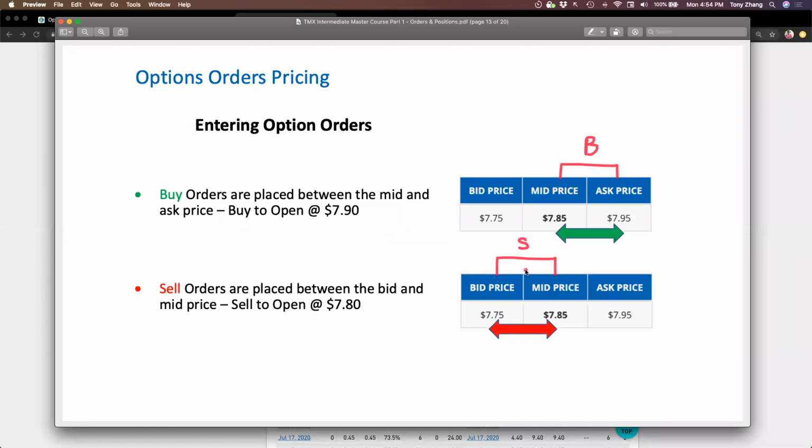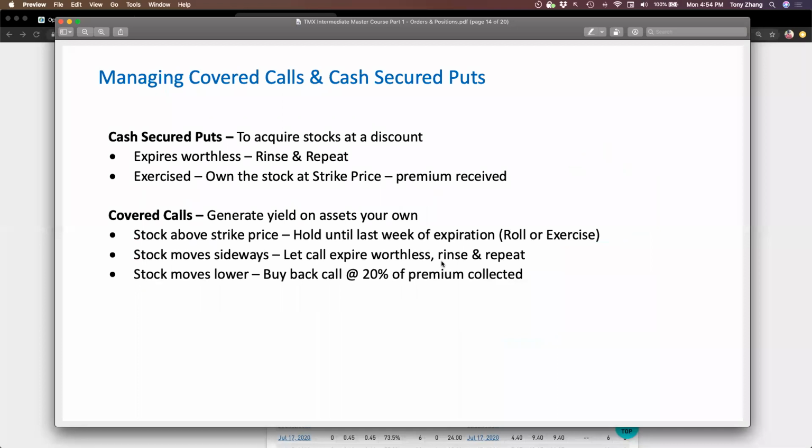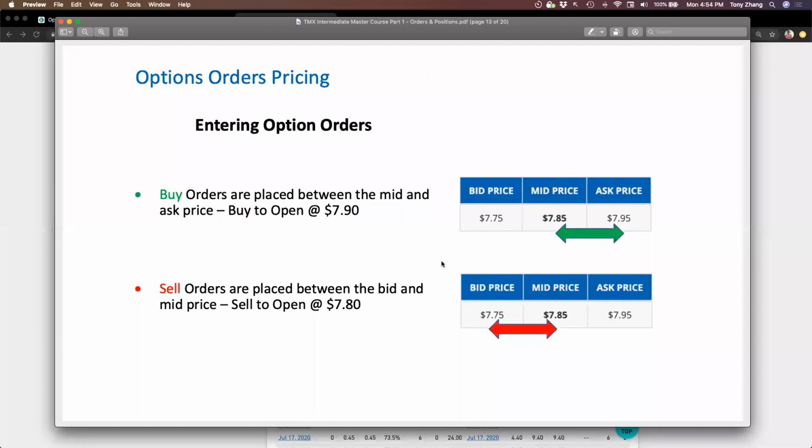Now, where do you place that order? That's where we turn to the midpoint. The midpoint is always our starting point whenever we're placing an order. Doesn't matter if we're buying or selling, we always want to start at the midpoint and work our way to the asking price, or from the midpoint, work our way to the bid price.